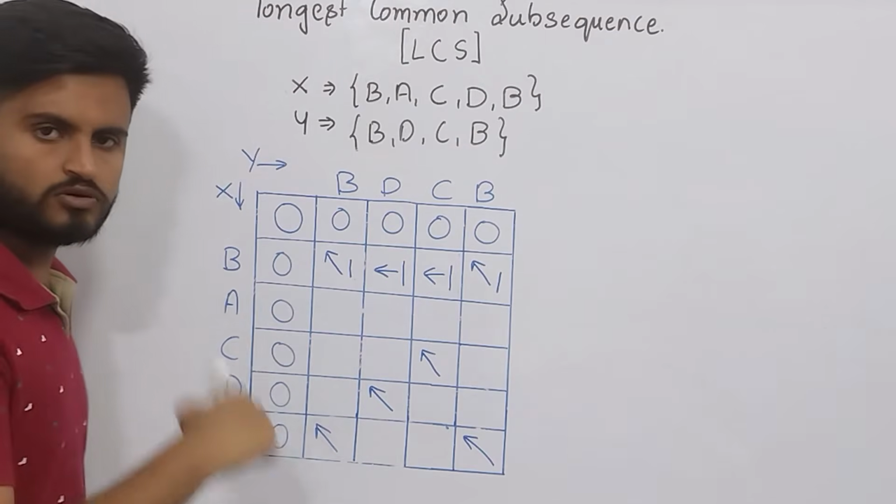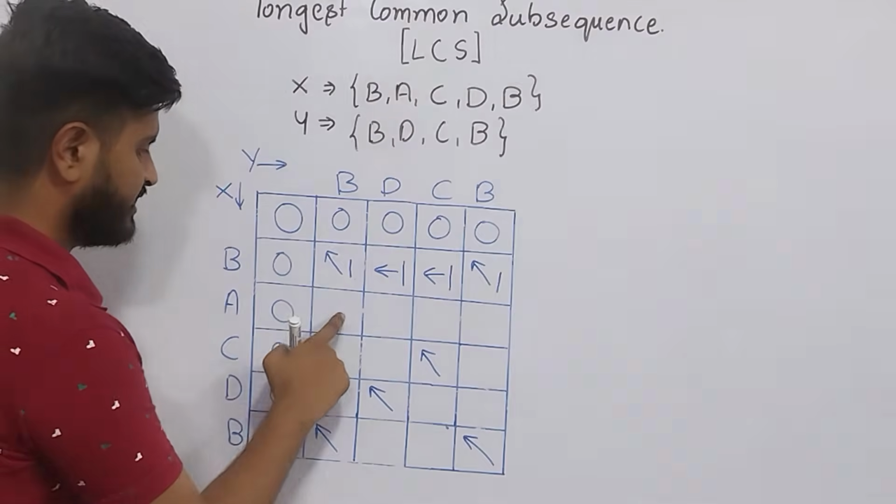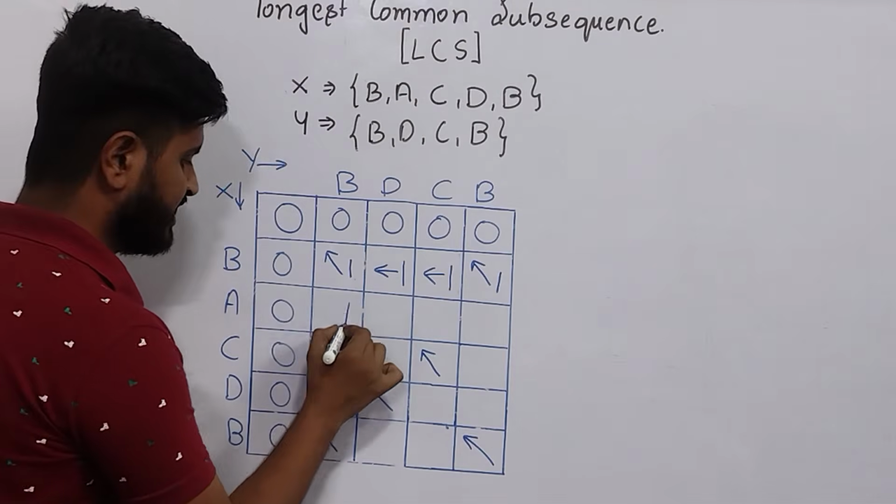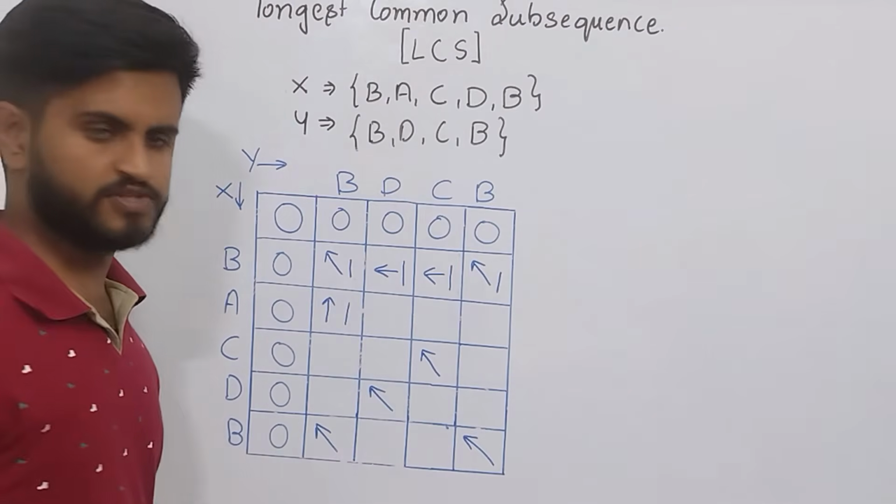Here there is no arrow also, no value also. See the left side and upside. Here I am having 0, here I am having 1. So what I will be doing? I will be writing 1 and it is of the upside.